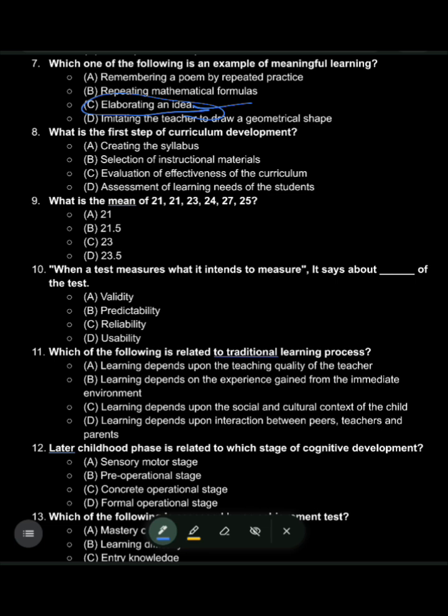In curriculum development, first of all, you should know what is the need of the student, and based on that we will prepare the next step, right? First we should assess the learning needs of the student. So this will be the correct answer.